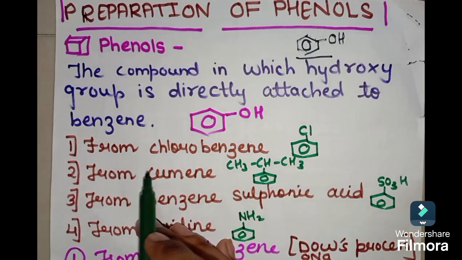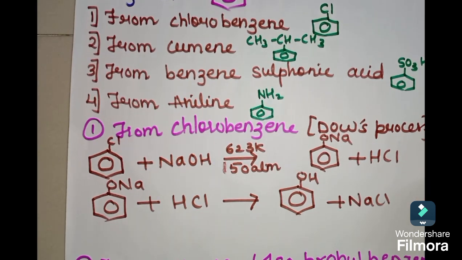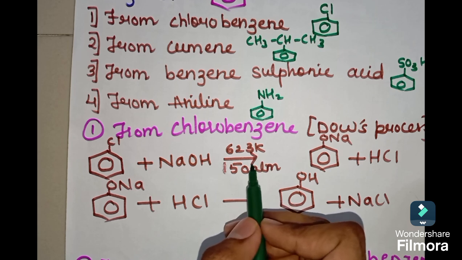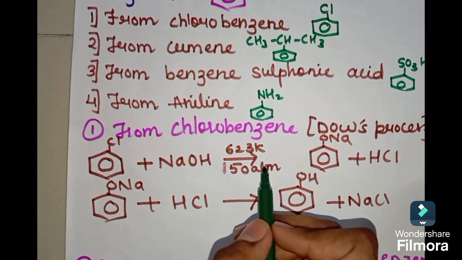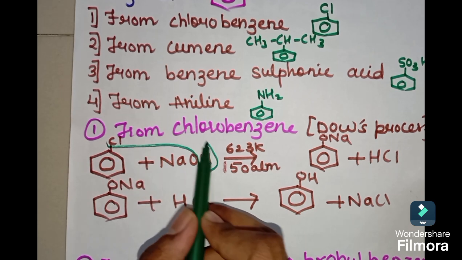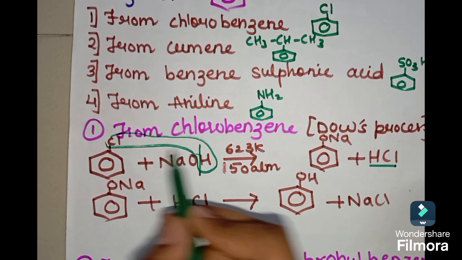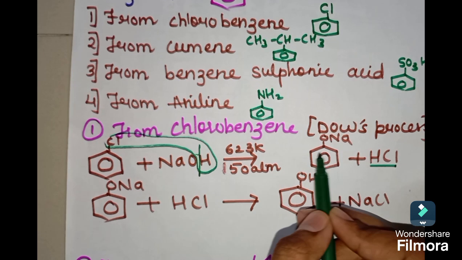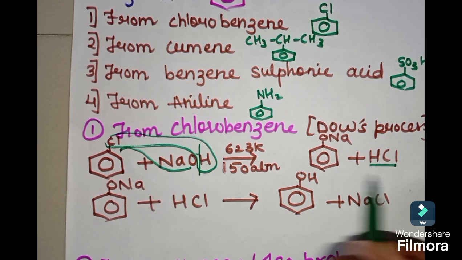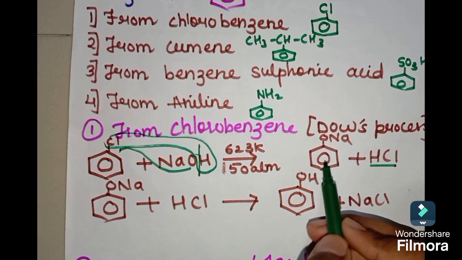So let us see from the first one, that is from chlorobenzene. Here I have taken chlorobenzene and I am reacting it with sodium hydroxide at a temperature of 623 Kelvin and 150 atmosphere. Now students, what will happen over here? This chlorine will combine with this hydrogen and form HCl, and the remaining ONa group will get attached to this benzene ring. ONa goes here and Cl gets attached with H, so it forms HCl.